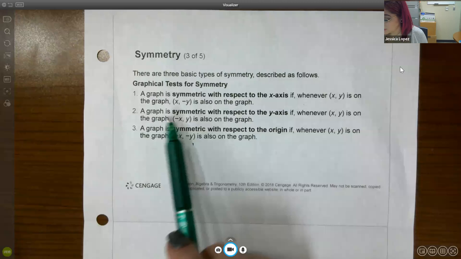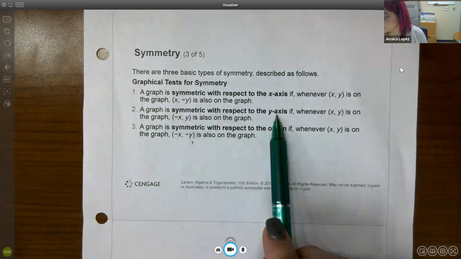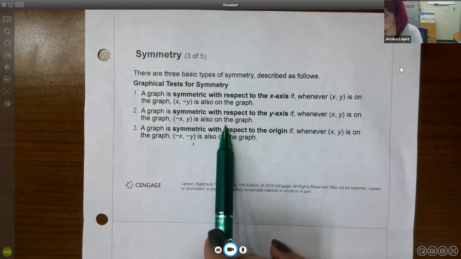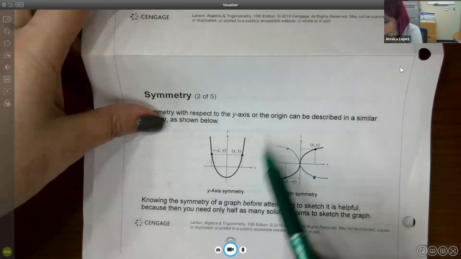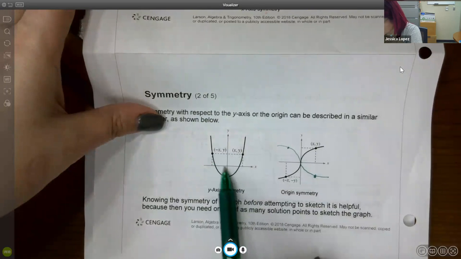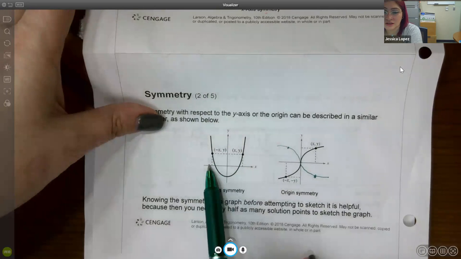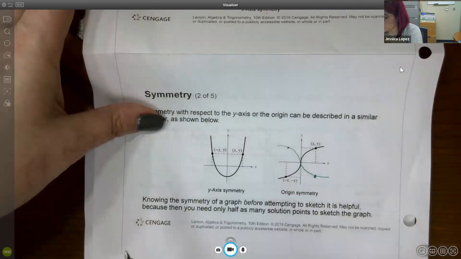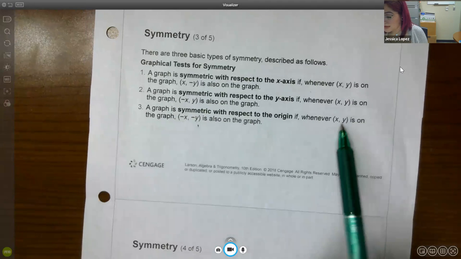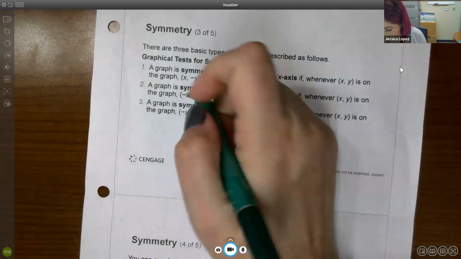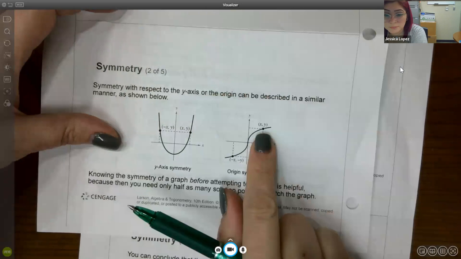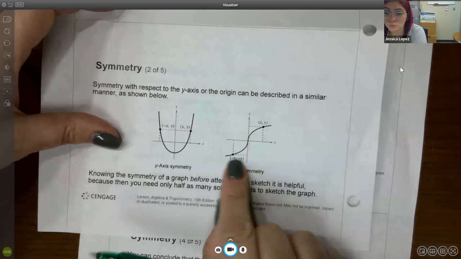Now, similarly, a graph is symmetric with respect to the y-axis whenever there's a point on the graph, and then the same point with the opposite x-coordinate is also on the graph. So in this image right here, these points have the same y-value, but the x-value, although it's the same distance, is in the positive x-direction or the negative x-direction, okay? But both of these points are on that graph. And then similarly with symmetry with respect to the origin, that occurs when you have a point on the graph and then the opposite of both coordinates is also on the graph, okay? And so that's essentially what happened here without my green. So if you do have a point here, then there also exists one with opposite signs on both coordinates, okay?